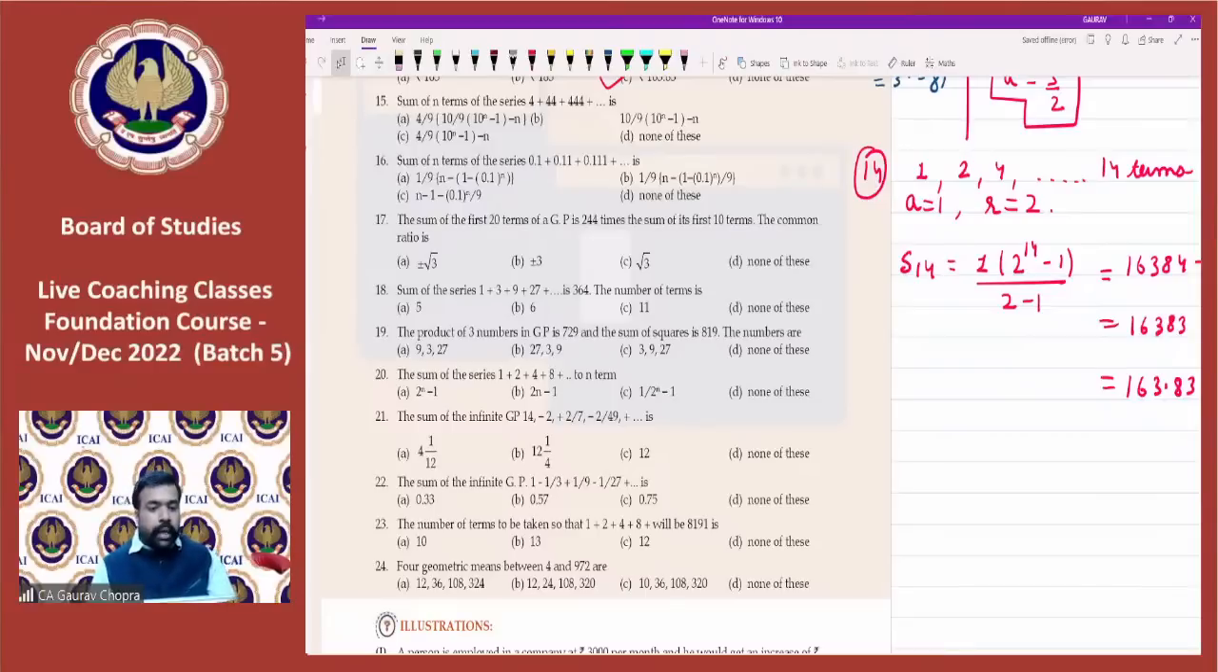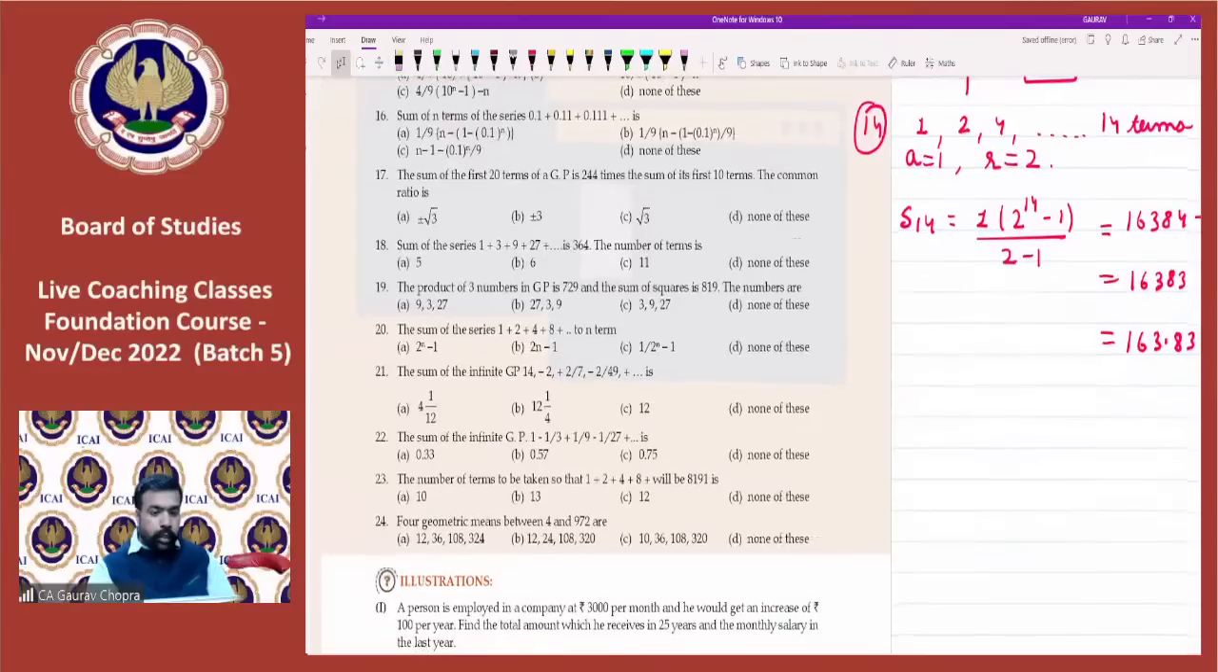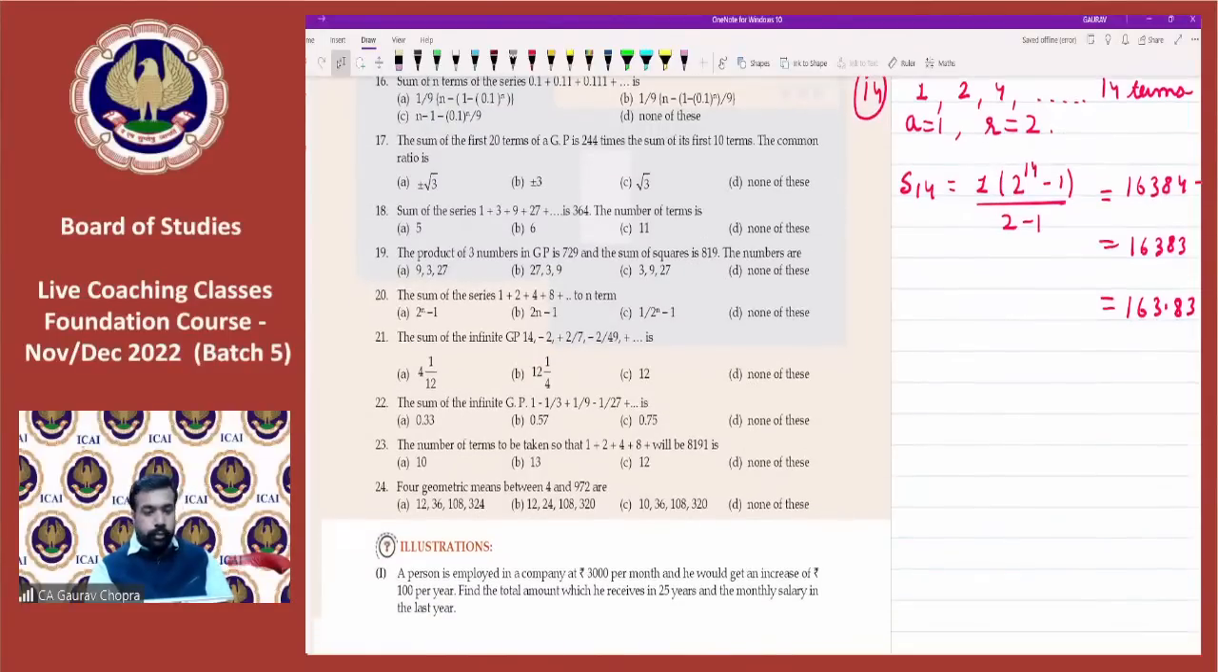Then pattern number for question 15, 16, we have already done two questions. Then let us try with 17. 17th question.